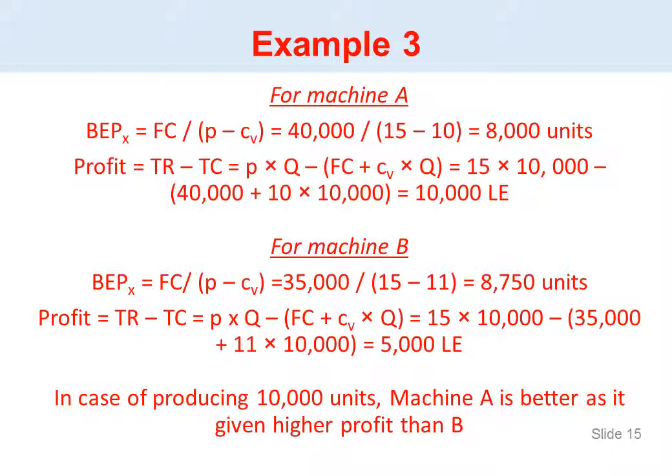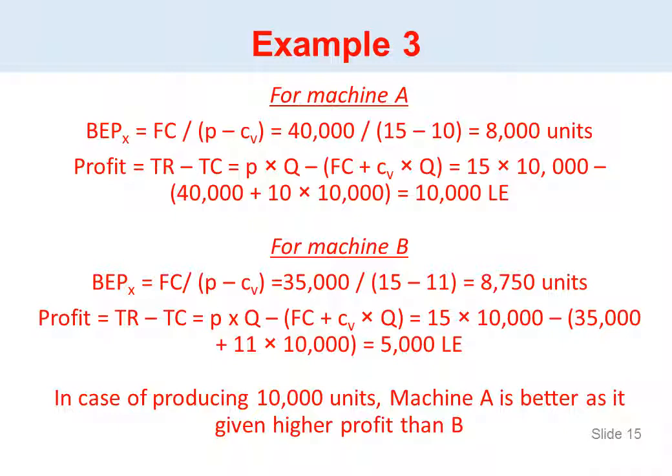Okay, but what is the expected selling number of units? The expected selling number of units is 10,000. It means machine A is better. Why? We are going to calculate the profit at volume 10,000 for machine A and the profit at 10,000 for machine B. Which one of them is greater? We are going to select it.